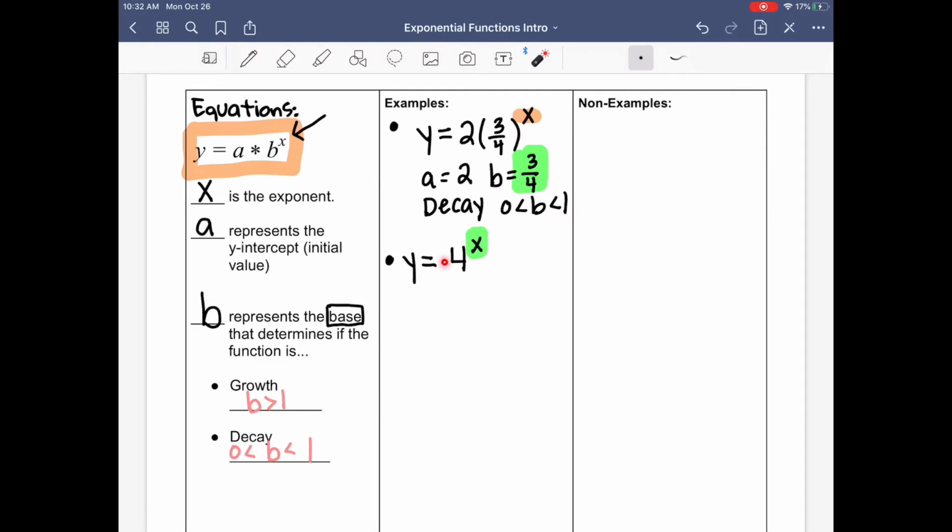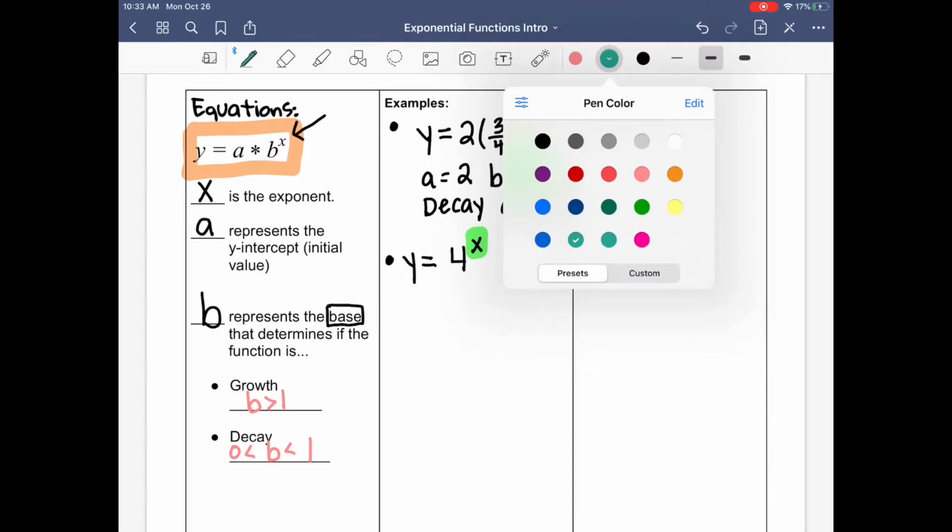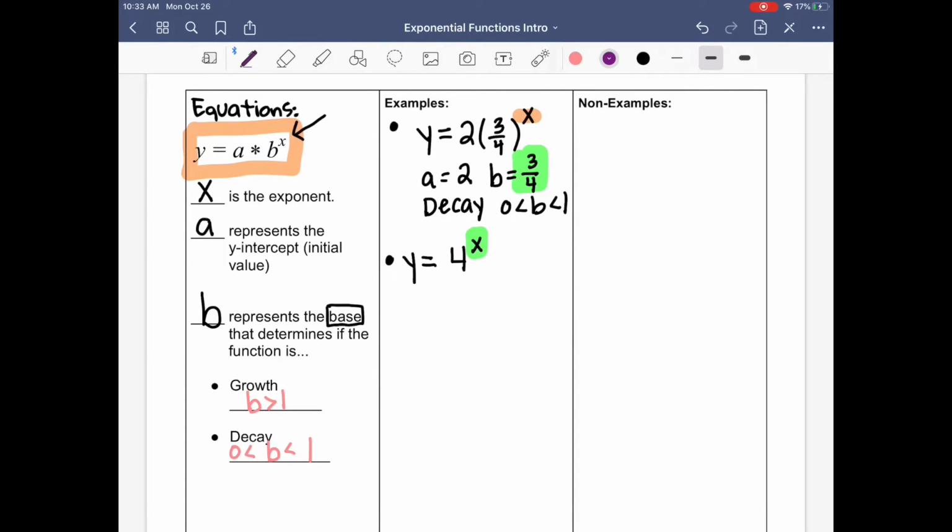So where's my a value? Well, we have to have an a value. My a value cannot be 0. So if I'm talking about my a value, then I'm talking about what's being multiplied in the front. Well, anytime we don't see the a value, it's automatically 1. So my a in this problem is 1. My base is 4. And this problem is going to represent growth. And the reason it's going to represent growth is because my base is greater than 1. So this one is going to represent growth. Base is greater than 1.